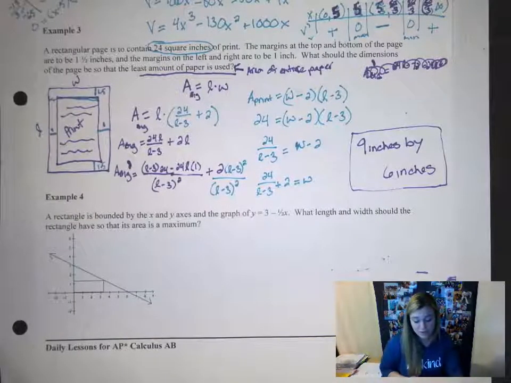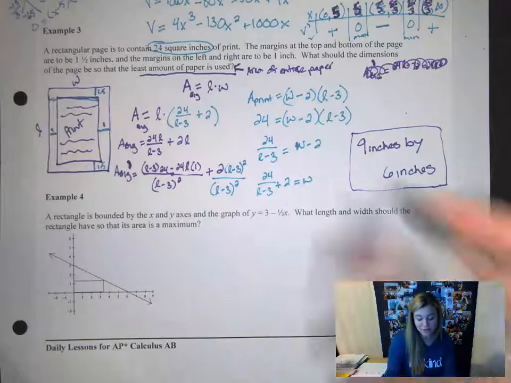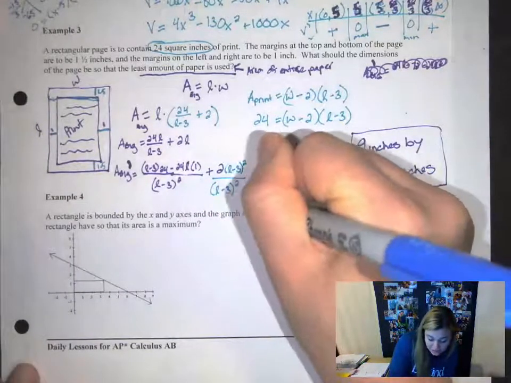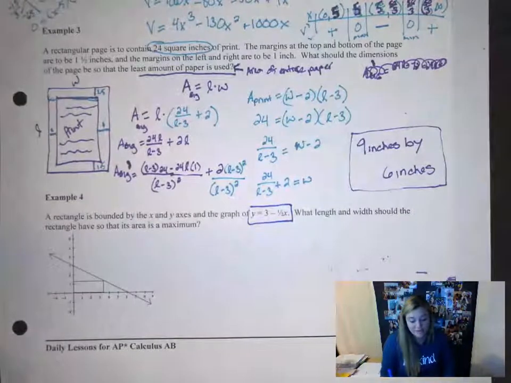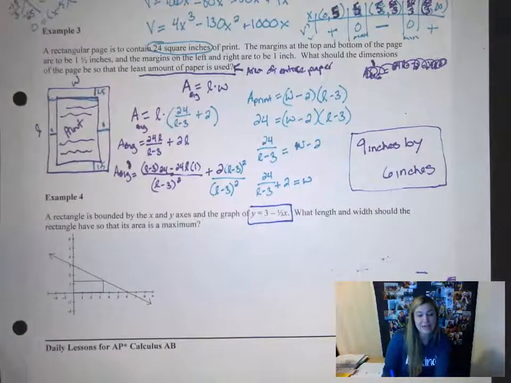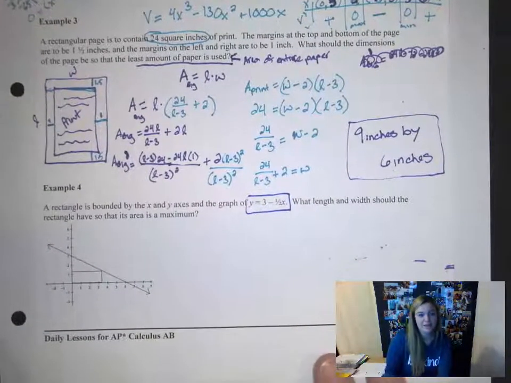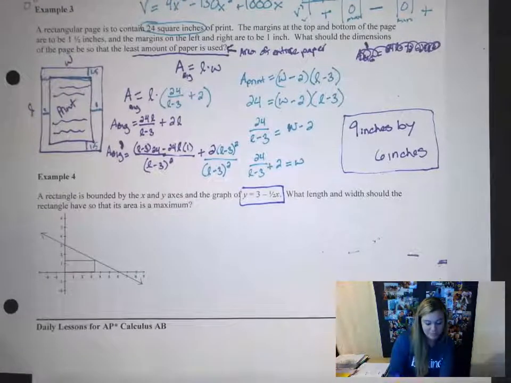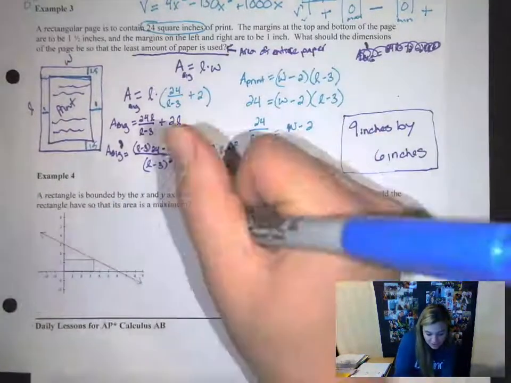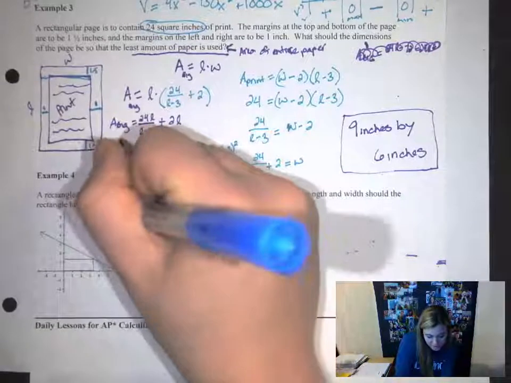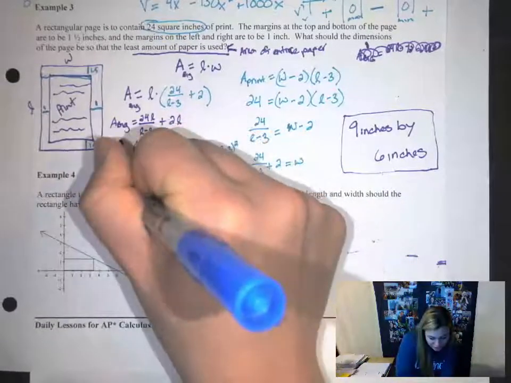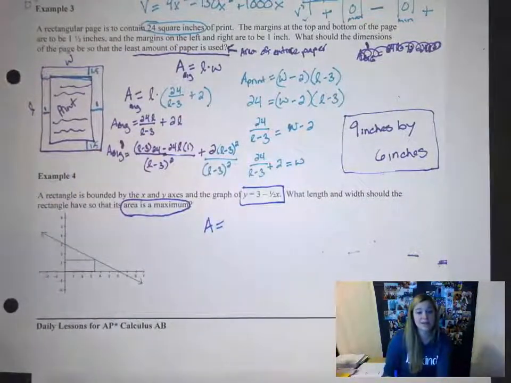A rectangle is bounded by the x and y axis, and the graph of y is equal to 3 minus 1/2 x. What length and width should the rectangle have so that its area is a maximum? Okay, area is a maximum. Let's think about what this is. Area is the thing that we're taking the derivative of. Area is the thing I want the maximum of. That's the thing that I want the derivative of. Everything else is just supporting in this.